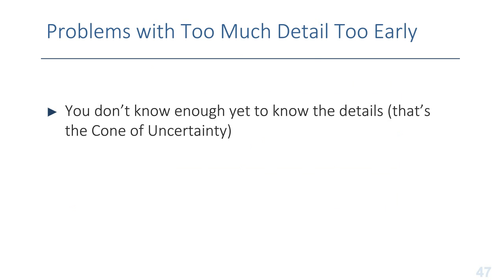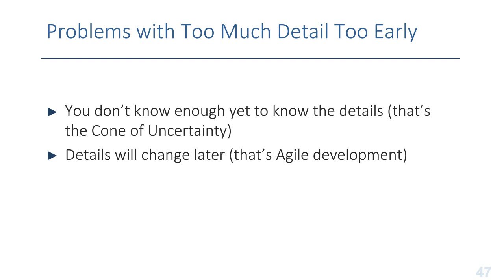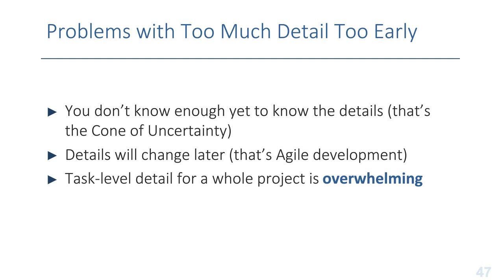One is you really don't know enough yet to know the details. That's what the cone of uncertainty is about. Those details are going to emerge as you do the detailed work of the project, but they haven't emerged yet in that far left side of the cone. The other problem is details are going to change later, and that's really one of the big drivers for Agile development in the first place is if the details aren't even pinned down, we really don't want to spend huge amounts of time looking at them.